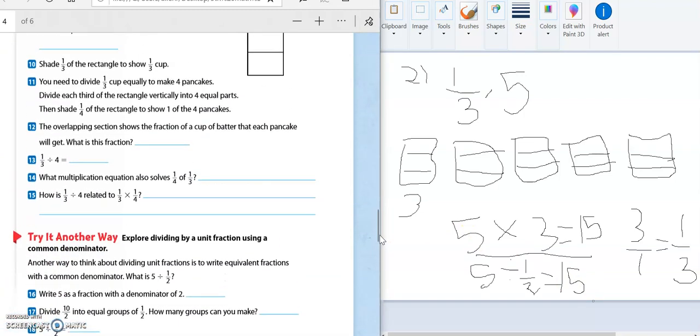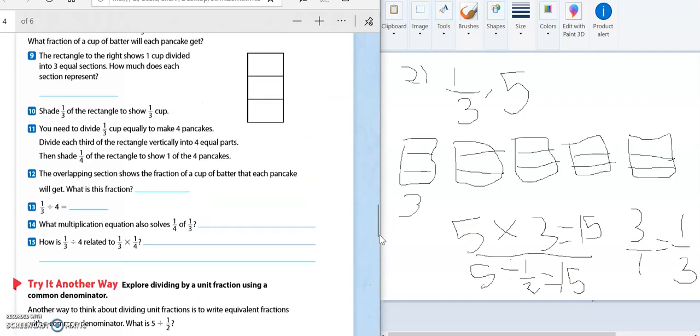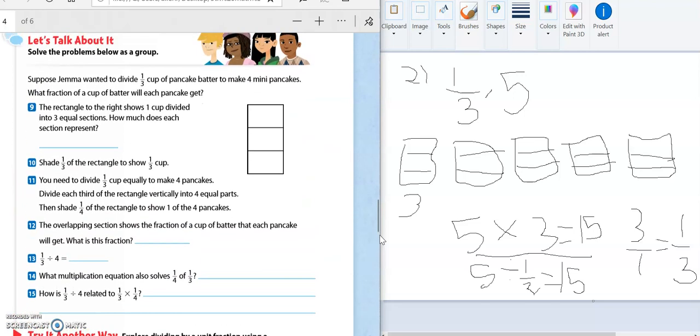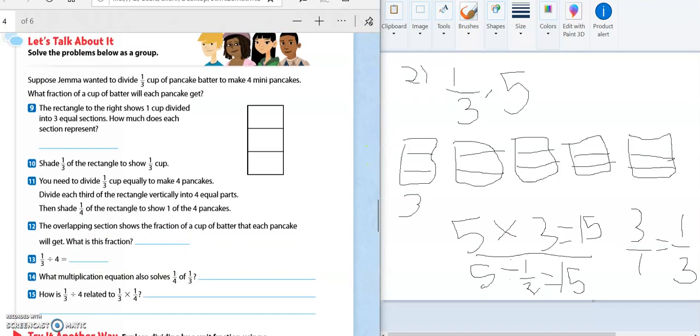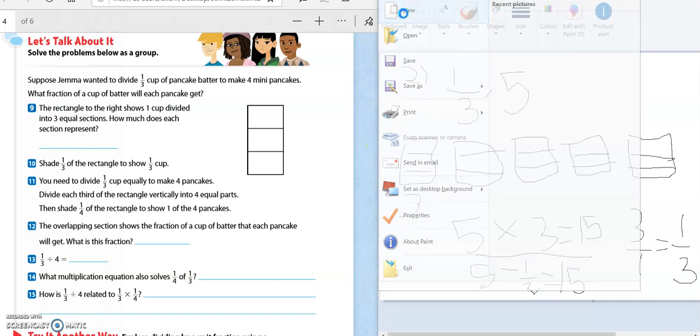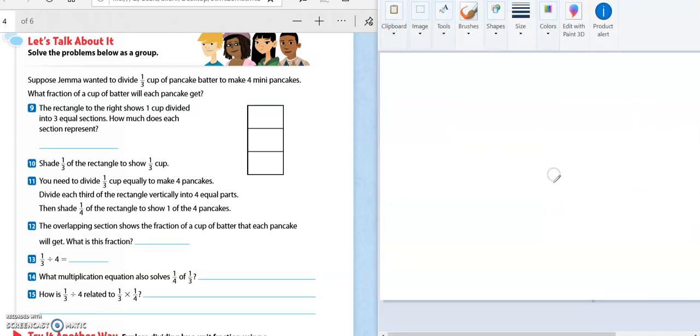Okay. So now we're on our last page that we will go over together. This is page 155. Suppose Gemma wanted to divide 1/3 of pancake batter to make 4 mini pancakes. What fraction of a cup of batter will each pancake get? The rectangle to the right shows 1 cup divided into 3 equal sections. How much does each section represent?